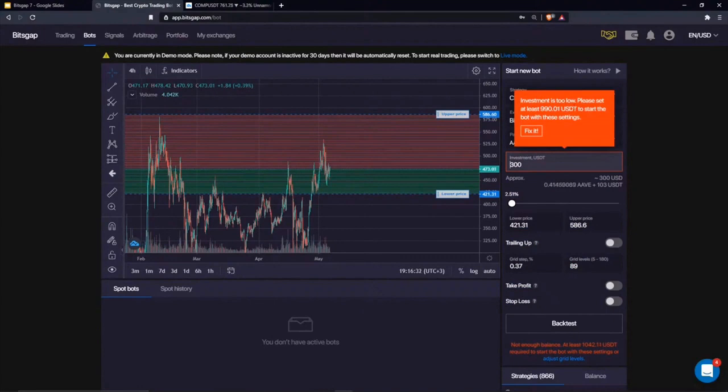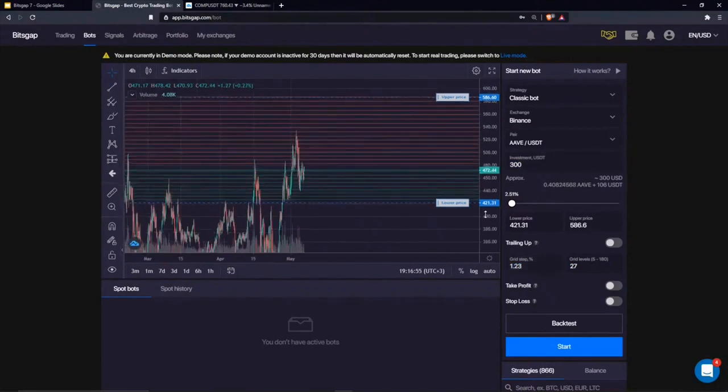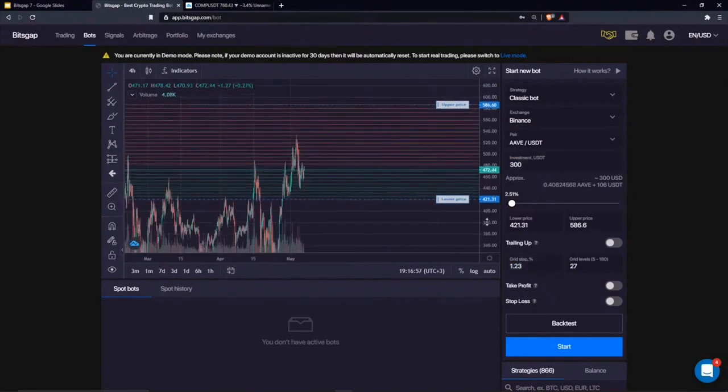You can increase the investment allocation, but if you don't want to do this, then you just need to adjust the amount of grid levels. So with only 27 grid levels, you can afford investing in this configuration where you have only 300 USDT. And by doing so, your grid step is going to be 1.23%. So that's basically the distance between your limit buy and limit sell order. So that's the margin profit that you take from the market for each successful trade execution.